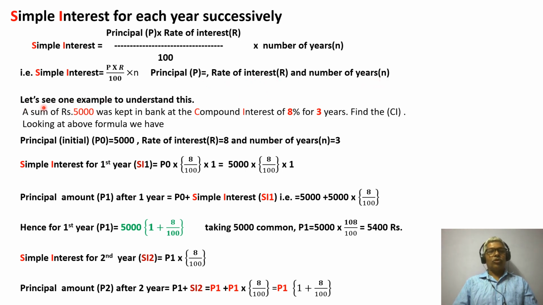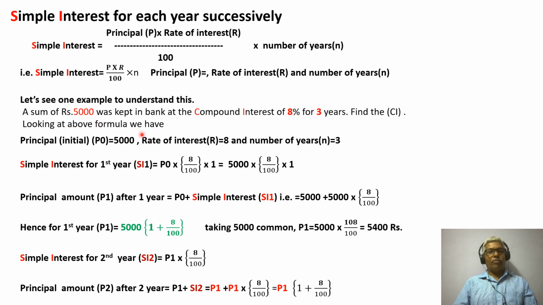To understand this clearly, let us go through one example. A sum of rupees 5,000 was kept in a bank at compound interest of 8% for 3 years. This is the data given. We have to calculate the compound interest. We find CI, which stands for compound interest.